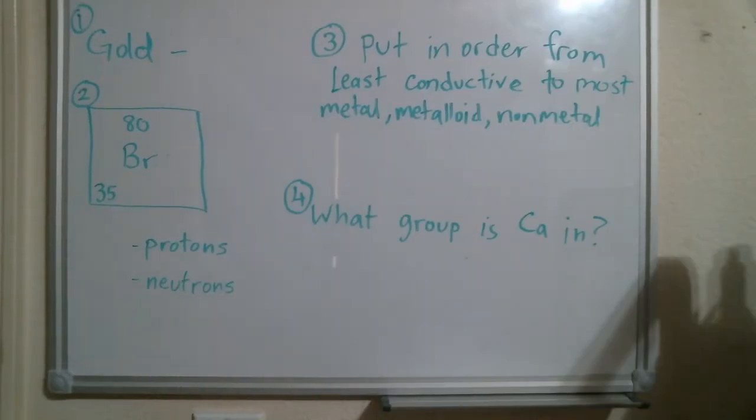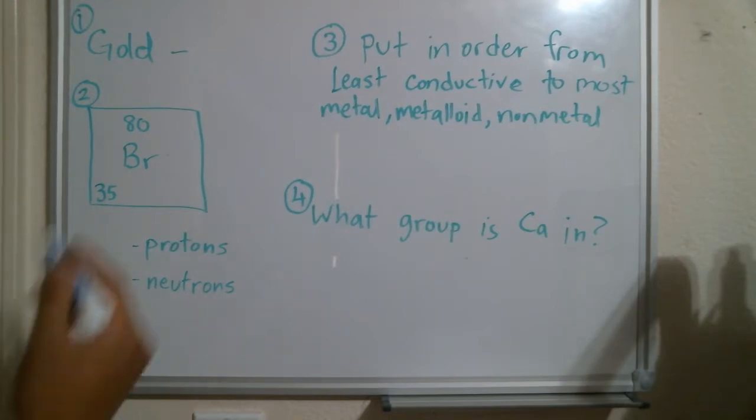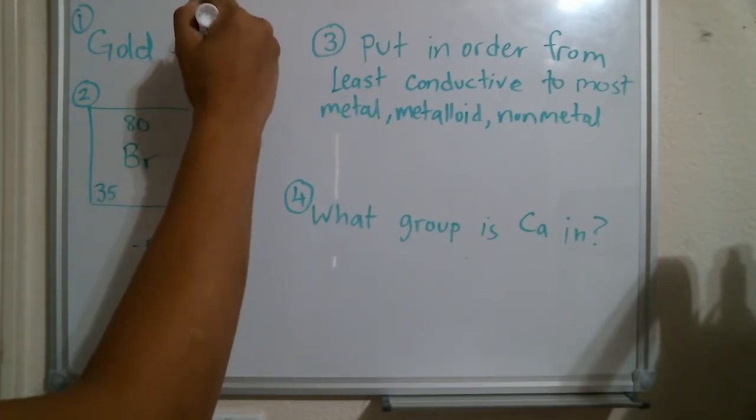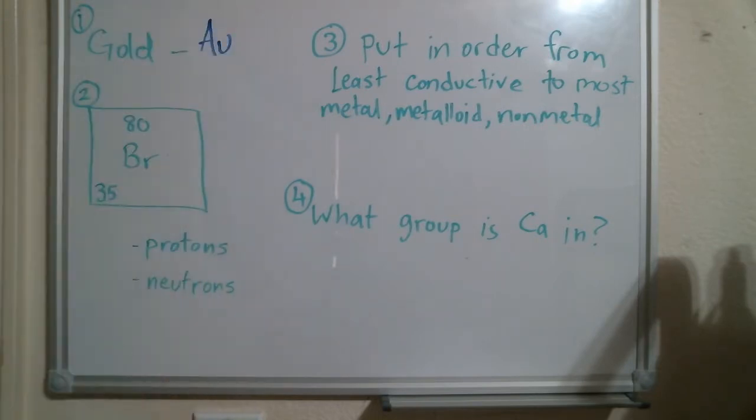Now we know how to read a periodic table. Here I have 4 questions that can help us practice reading the periodic table. And so, let's start off with number 1. What is the elemental symbol for gold? So gold, let's look for it in the periodic table. It's in the 11th column and you go 3 down. So the elemental symbol is Au.